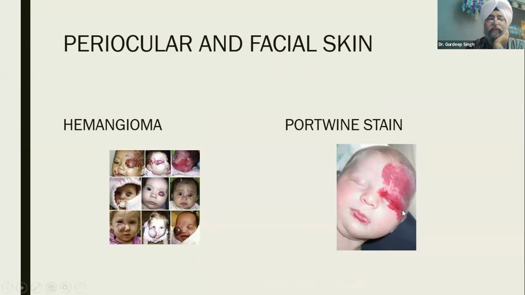And this is something different, which we call a port-wine stain. It has an association with what we call Sturge-Weber syndrome, which can have issues in the eye as well as the brain, and it can lead to epilepsy and glaucoma and all those things. So these kinds of things definitely need a referral to a proper person.